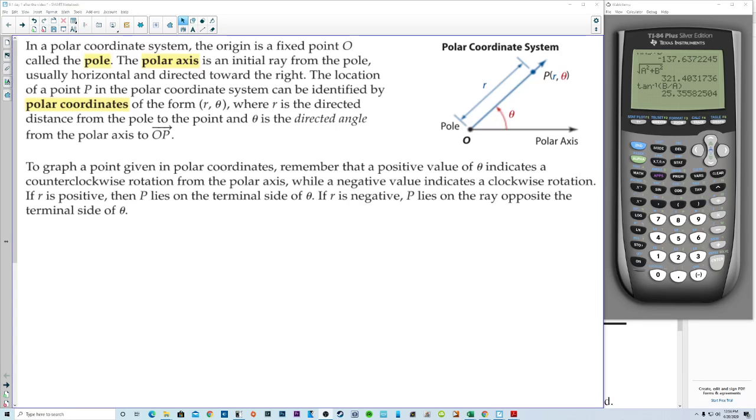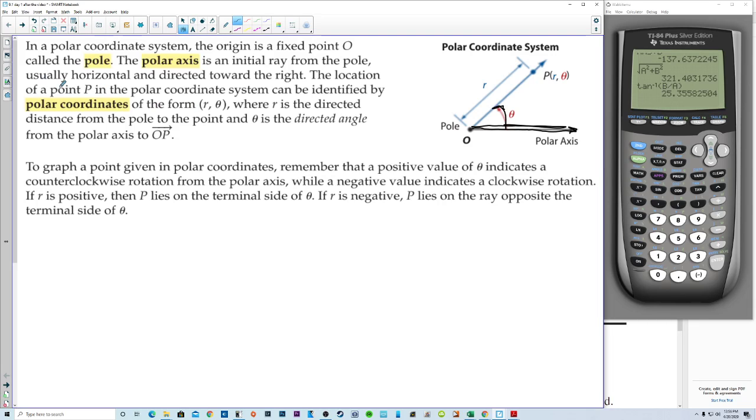Here we have 9-1 day 1 after the video. In a polar coordinate system, the origin is a fixed point O called the pole. The polar axis is an initial ray from the pole, usually horizontal and directed towards the right. Now, what that means is that we're going to use unit circle measurements to get the angles. The initial ray points to the right.